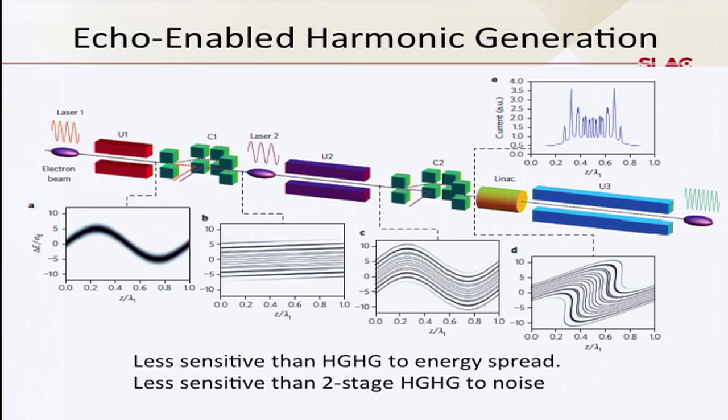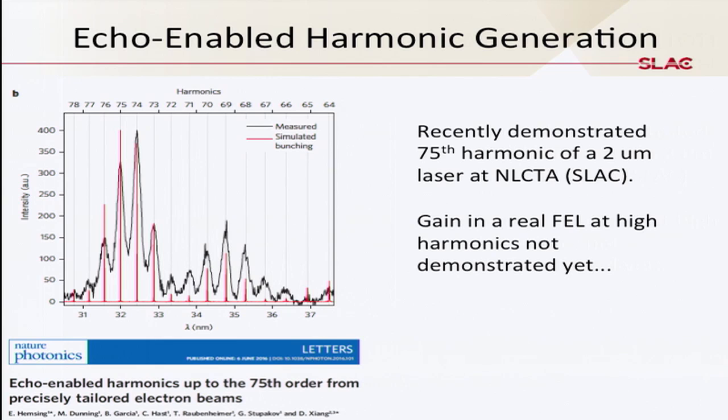And this has never been truly tested in a high-gain FEL. There was an experiment done in China at the third harmonic, which isn't very meaningful, because at the third harmonic, HEAG works better than echo. However, a group here at the NLCTA at SLAC, a small accelerator test facility in the research yard, managed to show coherent emission down to the 75th harmonic of a 2-micron laser. They didn't show amplification, because their beam isn't bright enough and the undulator isn't long enough. They only generated some micro-bunching and showed the coherent radiation out of it, but then you can see on your spectrometer, down to 32 nanometers, starting from 2 microns, this nice coherent spike in the spectrum.